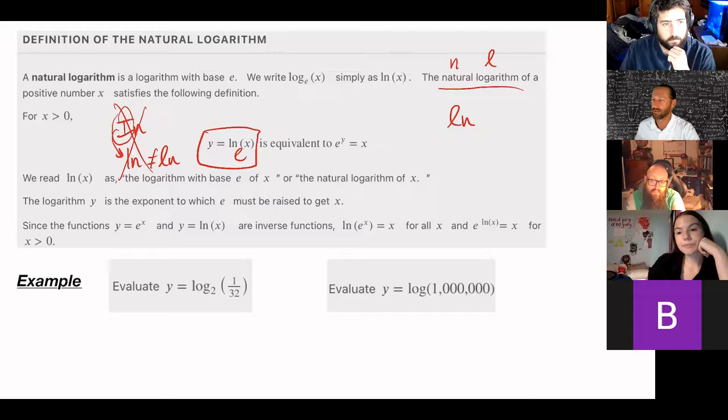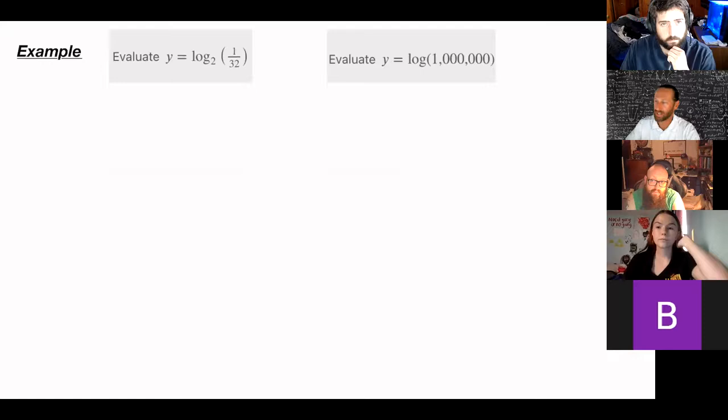All right? So if I gave you some logs and I asked you to evaluate them, simplify them, you need to know that if they're giving you a log, what are they looking for? What kind of thing?